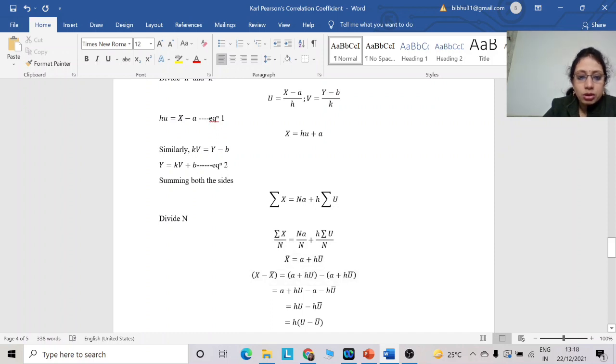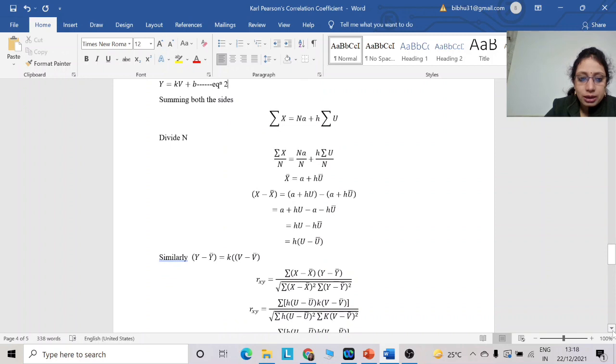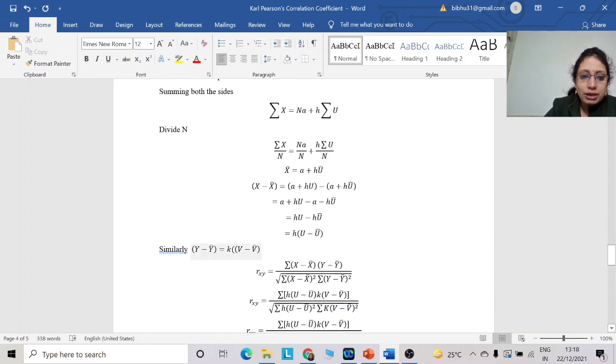Now x minus x bar, we can write on the left-hand side as (a plus hu) minus (a plus h u bar). Open the bracket: a plus hu minus a minus h u bar. So a gets cancelled, hu minus h u bar. Take h common: h times (u minus u bar). Similarly, for y minus y bar we get k times (v minus v bar).